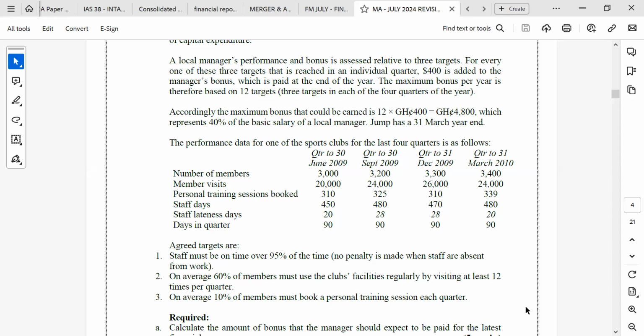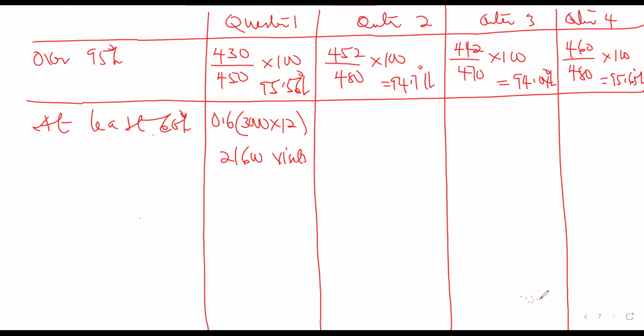At least two means that, if you say give me at least 2 cedi, it means give me 2 cedi or more. Well understood. So the actual visit is 20,000, but the visit based on the target should be 21,600. So we are saying that 60% of the people should visit.